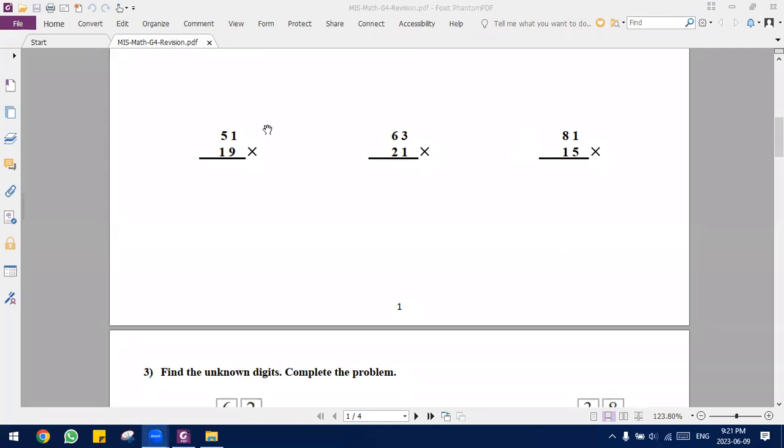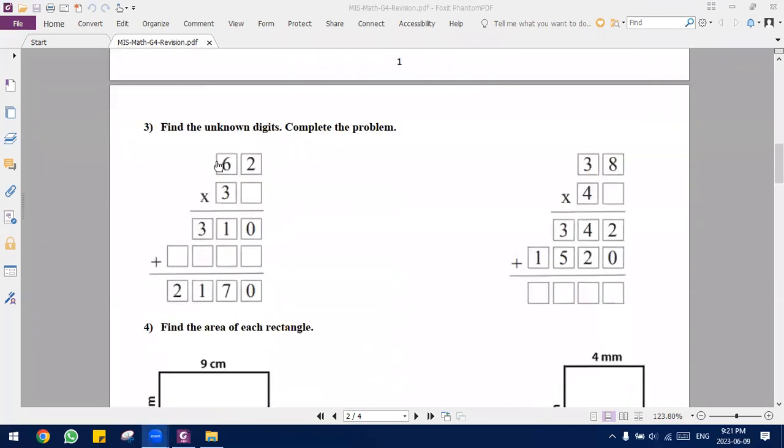Then, let's see here. Okay, find the unknown digit, complete the problem. So here, as you see, we have multiplication, and this is the addition part, the second part that we were doing after multiplication, the answer here. So there are some missing digits. We need to find them. Now, let's start with the first one here.